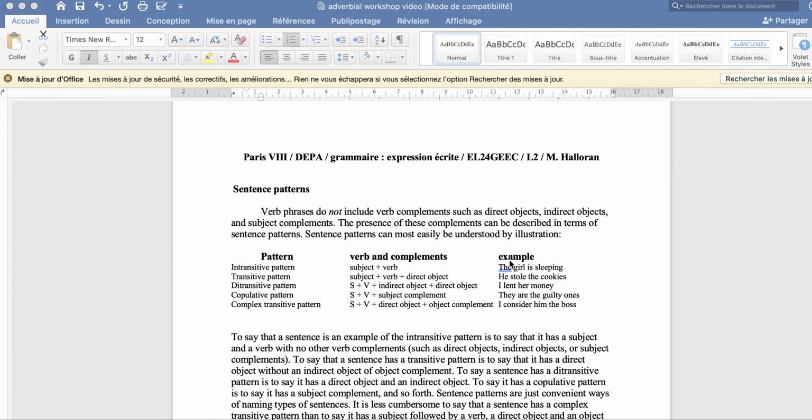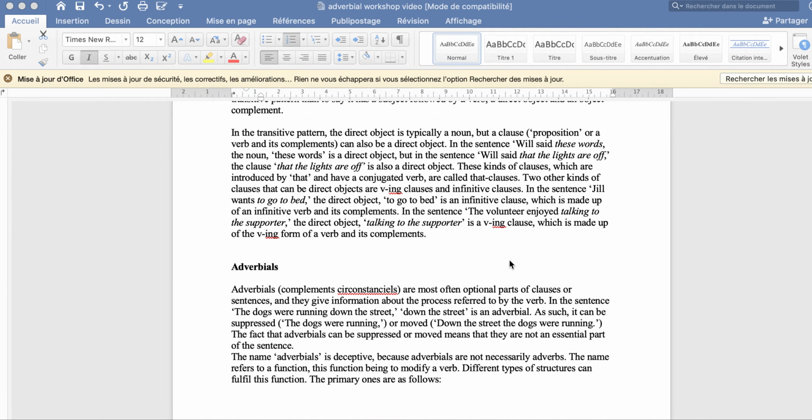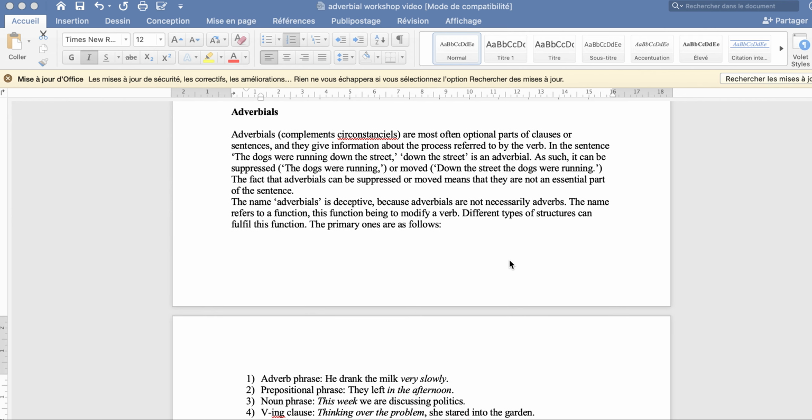So what we're going to look at today are adverbials, and we've briefly talked about adverbials, but unfortunately, adverbials are the.